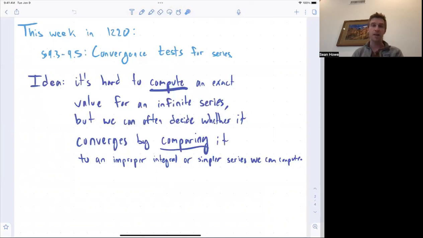Because we can't compute the exact value, because we can't give a precise formula for it, usually the way we have to decide whether it converges or diverges is by comparing it to either an improper integral or a really simple series, like a geometric series, where we can just compute it explicitly to decide whether it converges or diverges. So you'll see a lot of this this week. Let me just quickly go over two illustrative examples.